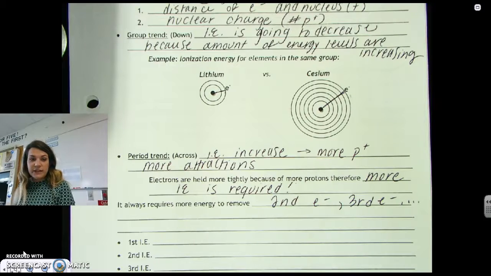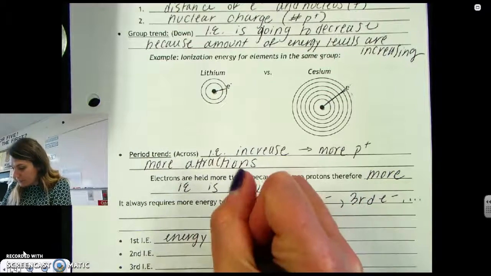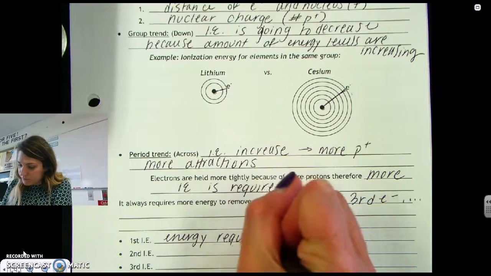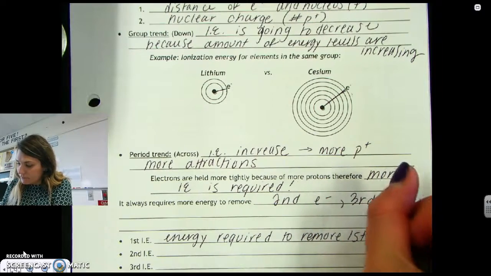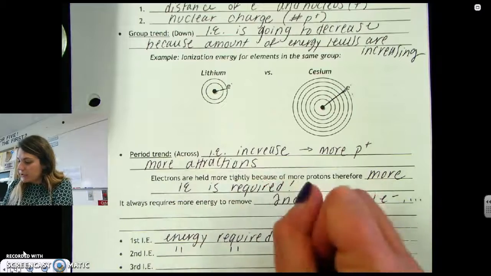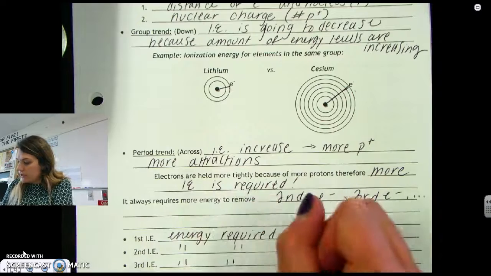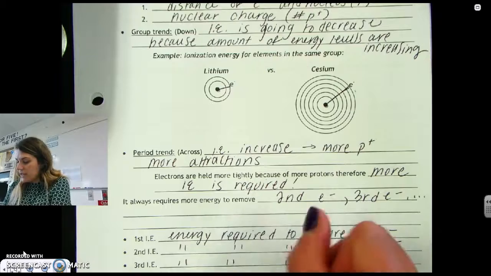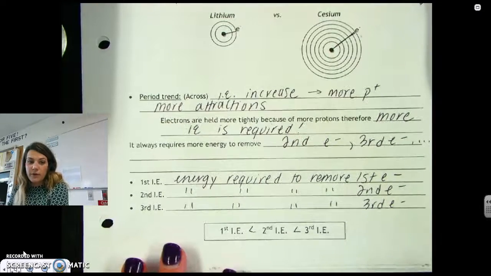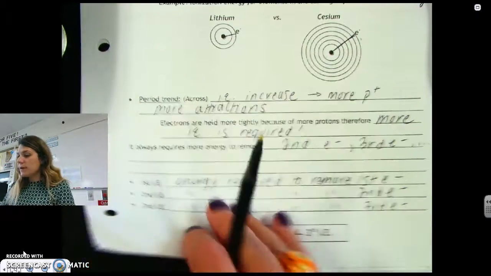So first ionization energy actually just means the energy required to remove the first electron, and then second is the energy required to remove the second electron, and third is the energy required to remove the third electron. So first is less than second, second is less than third, okay? So that's ionization energy. So let's summarize ionization energy here.